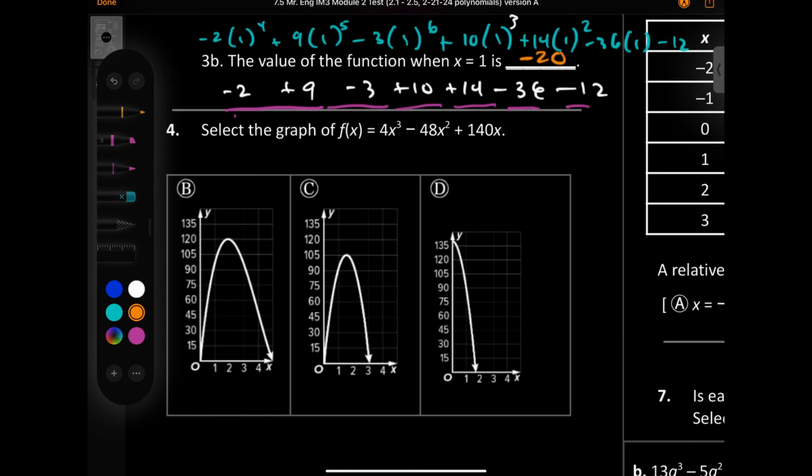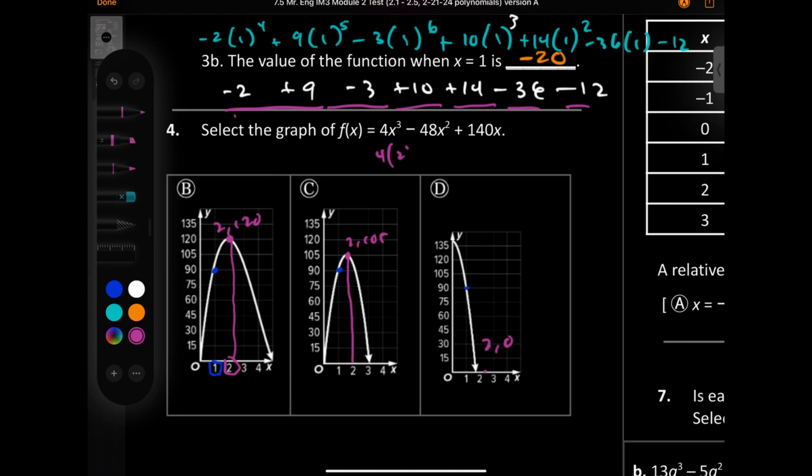Okay, number 4, we have a graph here, and it's a cubic function to the 3rd power. You'll notice every time I pick 1, x equals 1, it looks like all of them have 190. So I'm going to pick 2. So this graph, that'd be 120, this one is 105, and this one is like a 0.